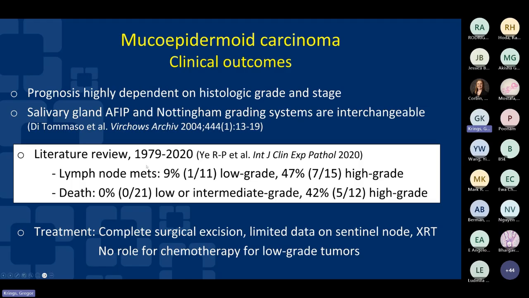Shown here in the white box is some data from a recent literature review looking at outcomes of mucoepidermoid carcinomas. It was found that low-grade tumors had a lymph node metastasis rate of only 9% compared to 47% of high-grade tumors, and none of the patients with low or intermediate-grade mucoepidermoid carcinomas died of their disease, compared to 42% of patients with high-grade tumors. This really highlights the importance of grading these tumors and the importance that has for clinical outcome.